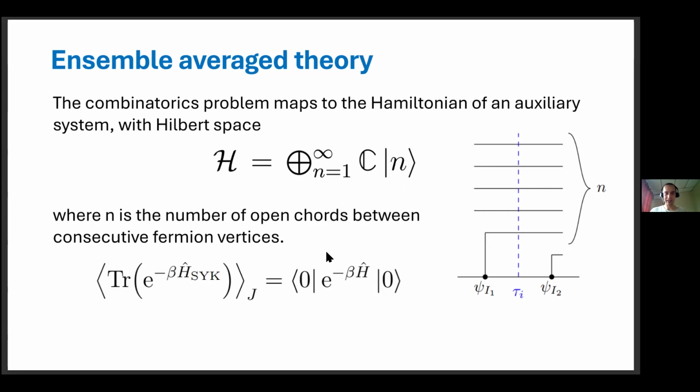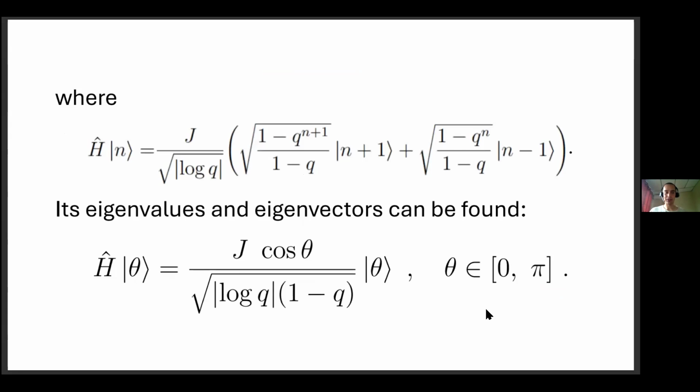The moments of the Hamiltonian that can be used to study the partition function of the system can now be described in terms of this quantity. Basically, you have this thermal circle where you start with 0 open chords and you end up also with 0 open chords. The Hamiltonian of this auxiliary system acts on this basis in this way.